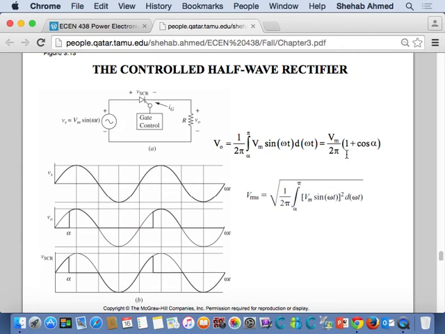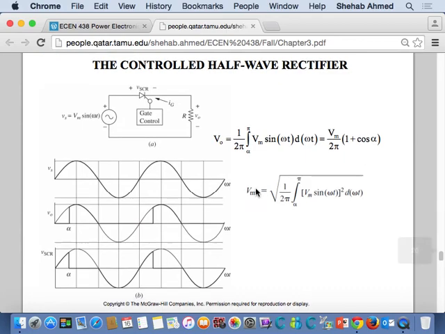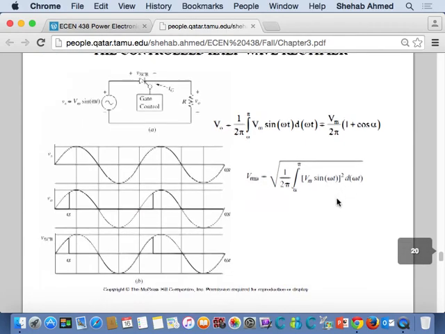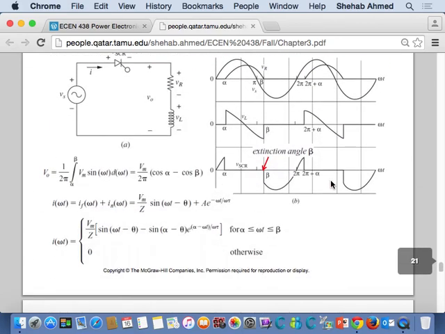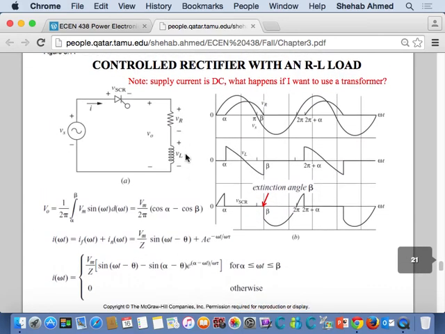Can I make it negative? I cannot make this negative, okay? So that's fine. And then they calculated the RMS value as well. But how about if I add an inductor? If I add an inductor, we said that this will cause current to continue to flow.